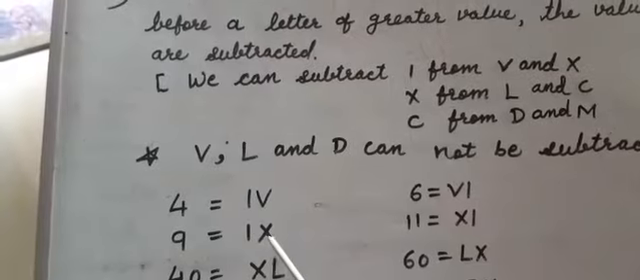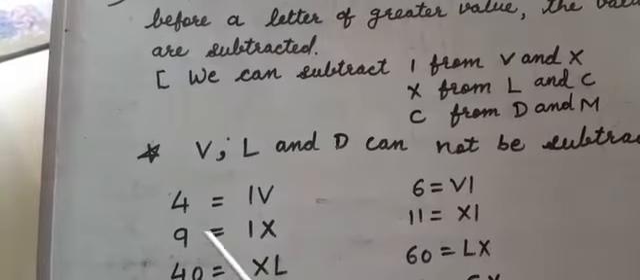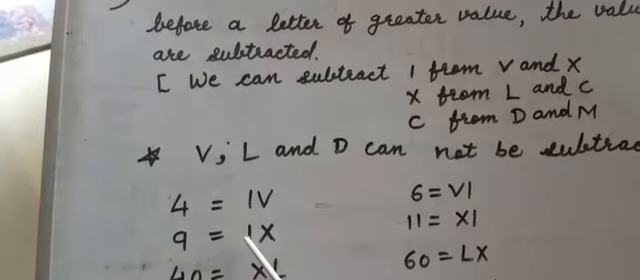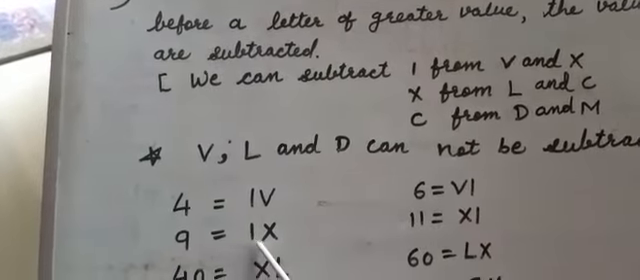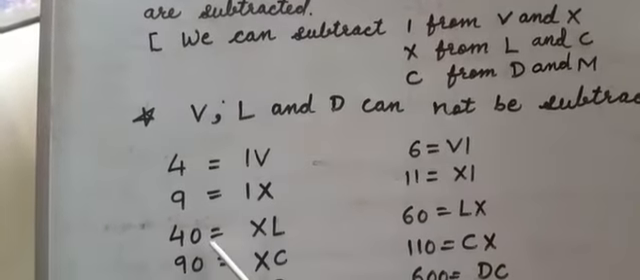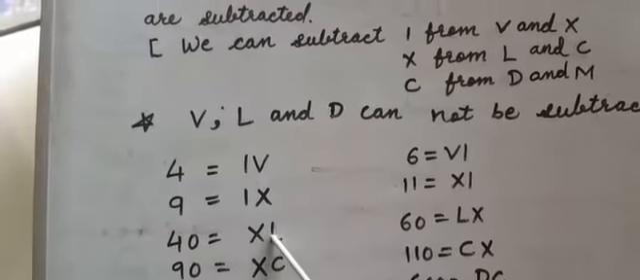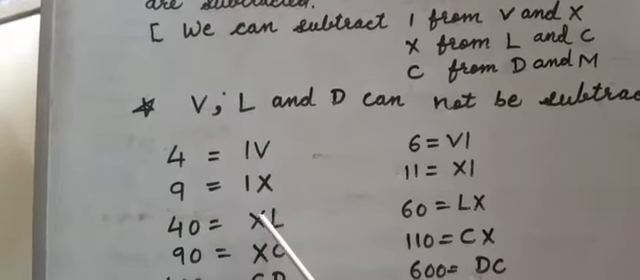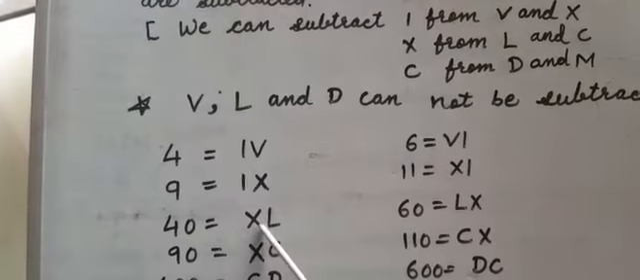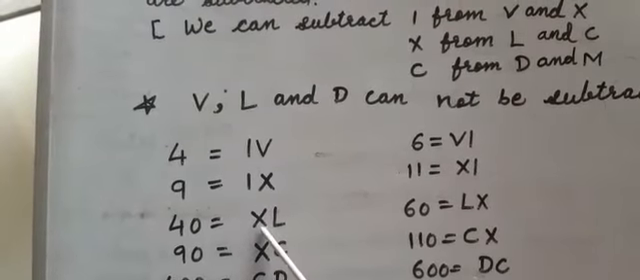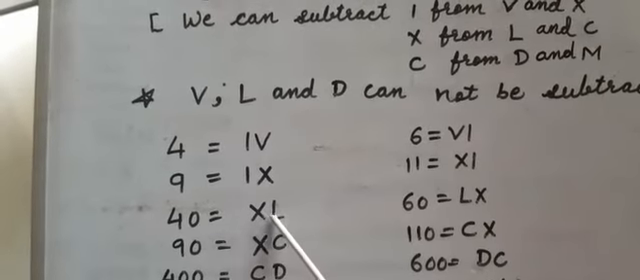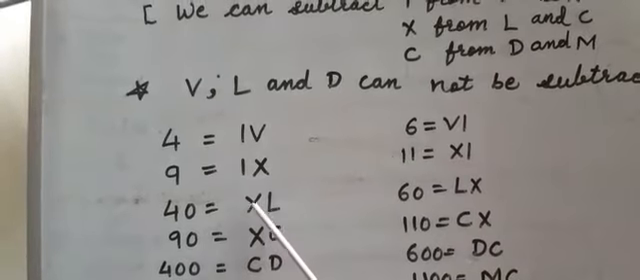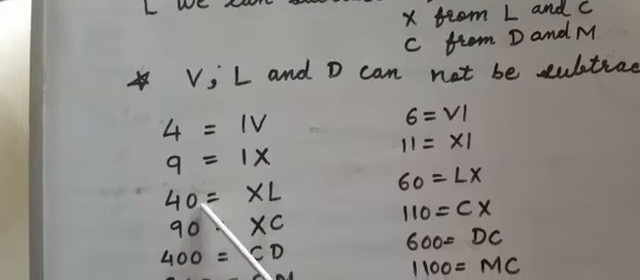In the same manner, 9. If I want to show 9, then this X is representing 10. From 10, I have to subtract 1. So it will be showing the value of 9. In the same manner, if I want to show 40, the value of L is 50. From this 50, or from L, when I subtract X, because it is written before, so whenever we write the smaller value before greater value, it indicates the subtraction. So from 50, when I subtract 10, the value is 40.